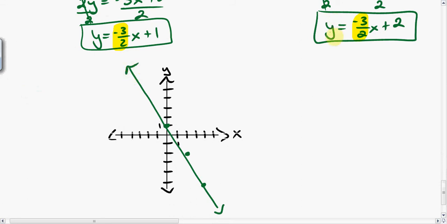Now I'm going to go ahead and graph the second one, which has a y-intercept of 2. I'm going to go down 1, 2, 3, right 2. Then I'm going to go down 1, 2, 3, right 2. And I'm going to graph the second line.